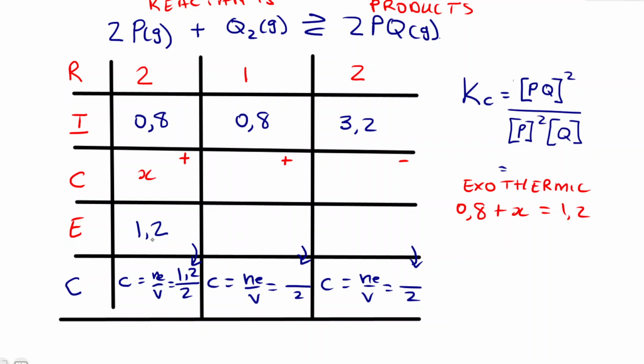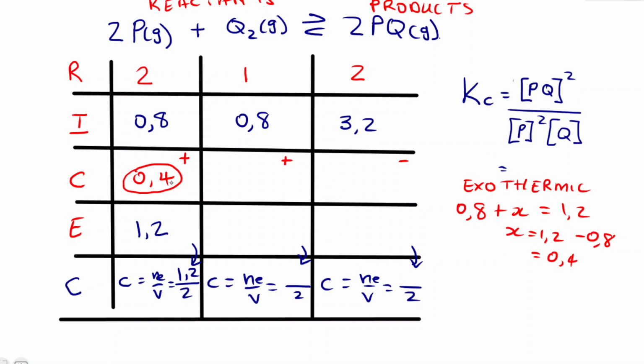0.8 plus 0.4 will give you 1.2. So after we have calculated the amount that was consumed, we can now use our ratio to find the other two substances. We only use the ratio on the row of the consumed. So look at the ratio.